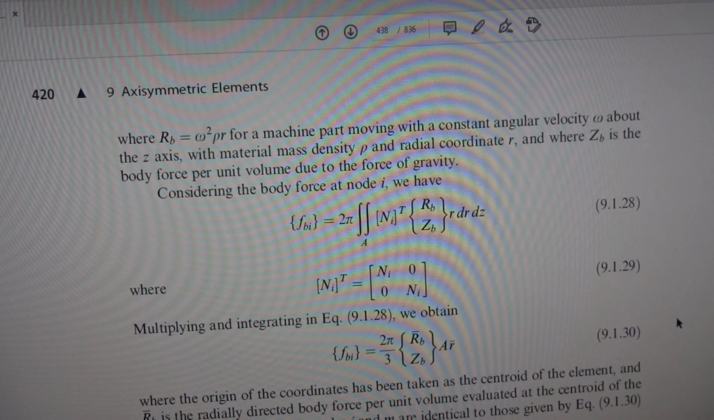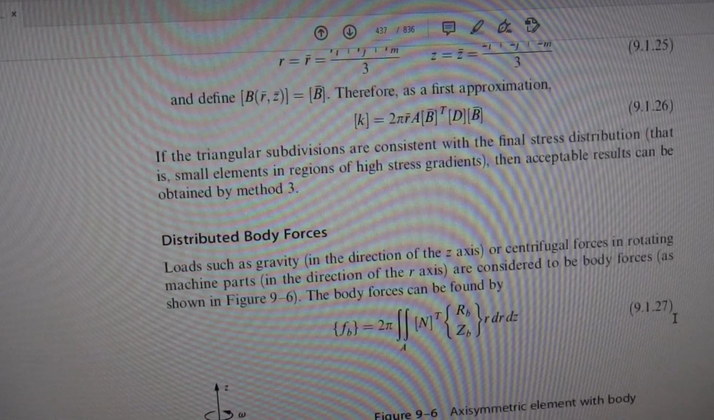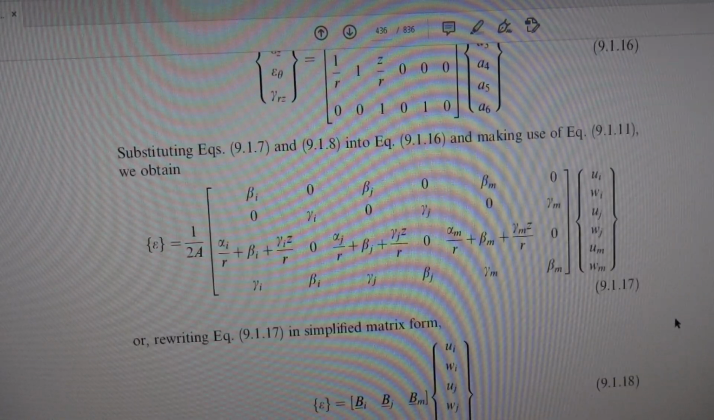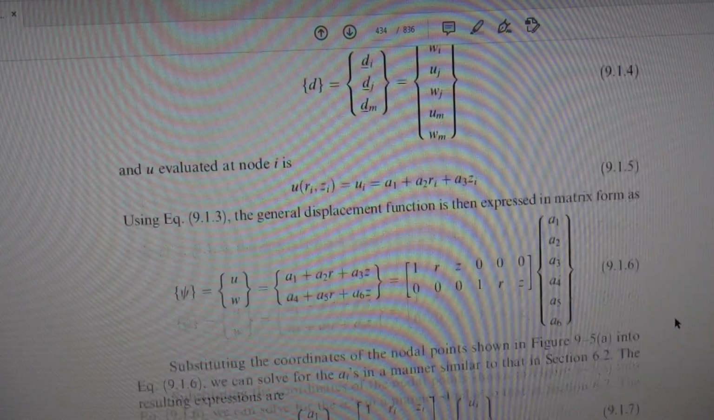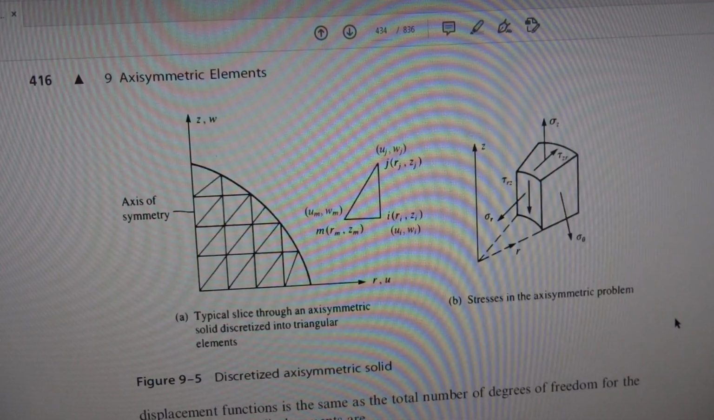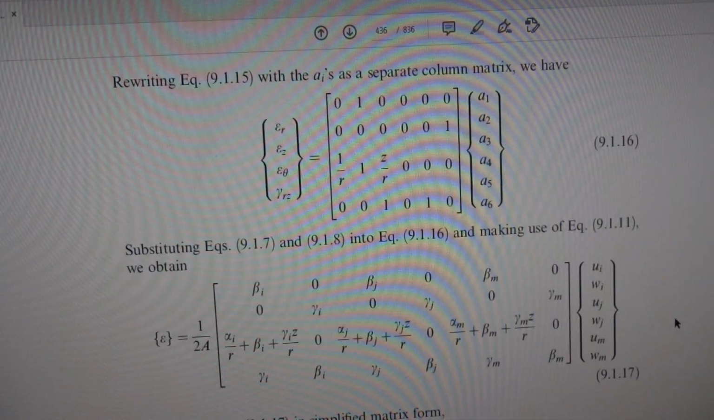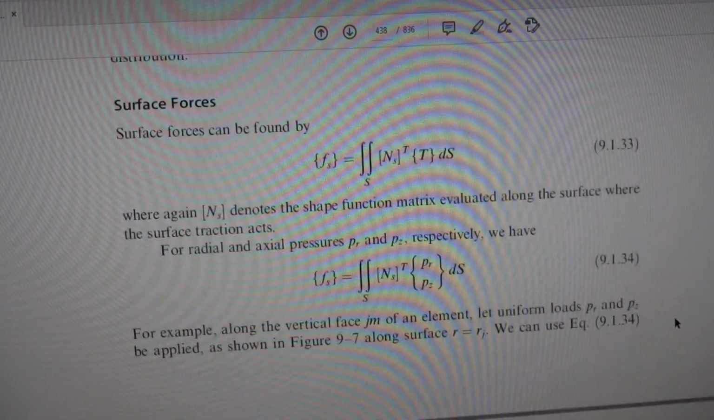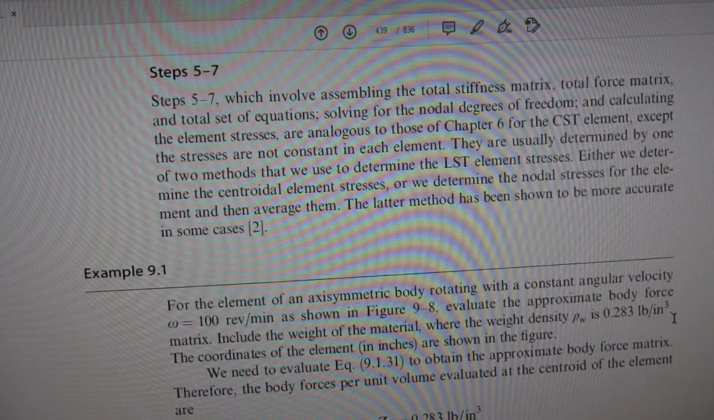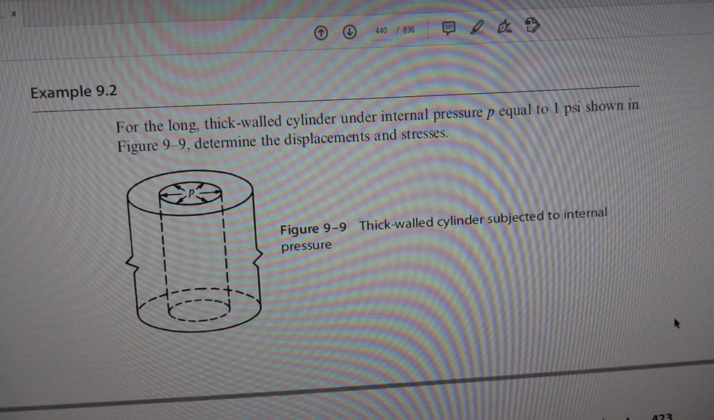Dear friends, I am going to explain the axisymmetric problem. How can we solve the axisymmetric problem? I am interested to show you one example of how to solve it. The example is shown in the page.